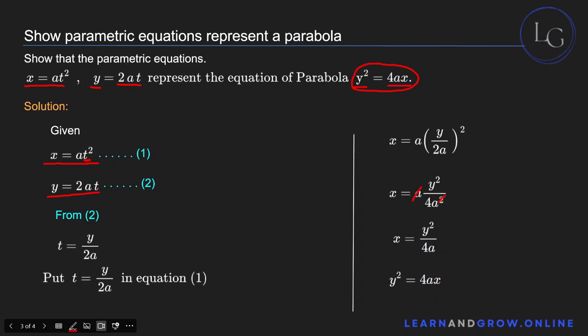And now you take this 4a to the left hand side and multiply it with x. So y squared is equal to 4ax. We've proven that y squared is equal to 4ax, and that is the equation of the parabola.